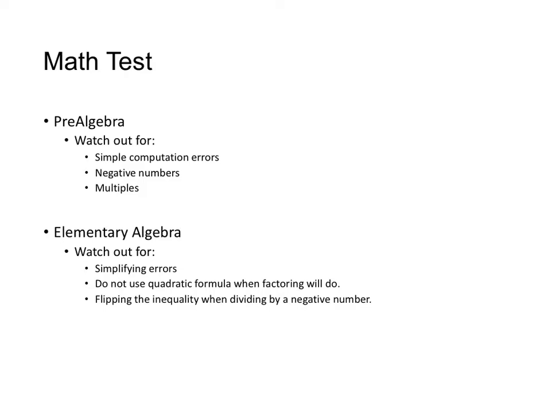Elementary algebra, you need to watch out for simplifying errors. You never need to use the quadratic equation when factoring will do, although you should know the quadratic formula in case you do need to pull it out and use it. Flipping the inequality when dividing by a negative number, make sure you know how to do that.